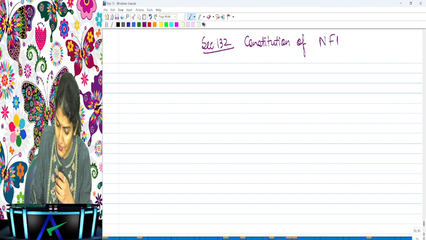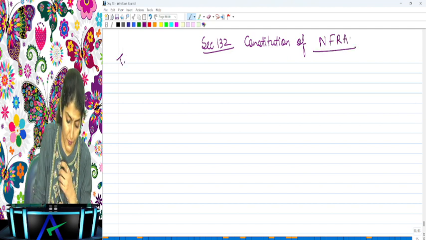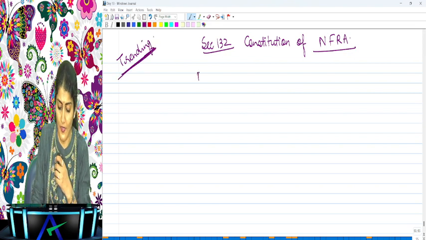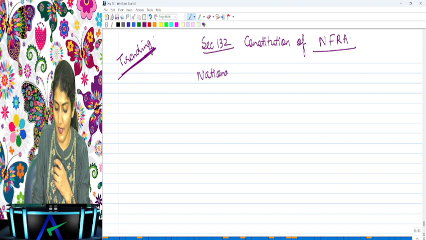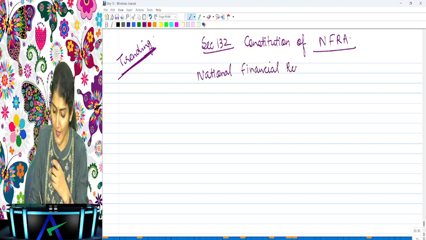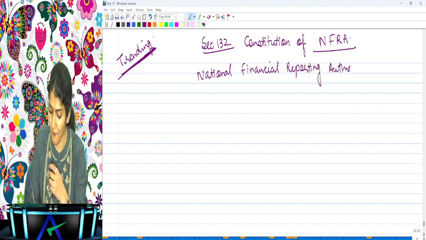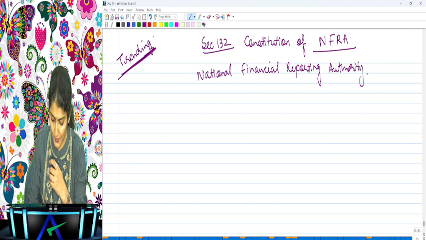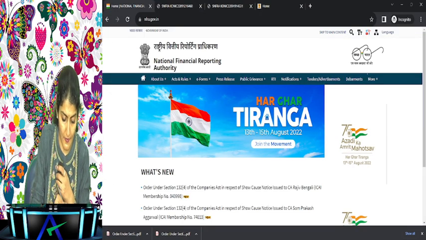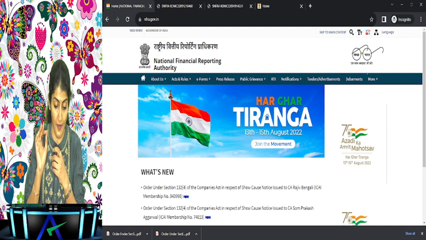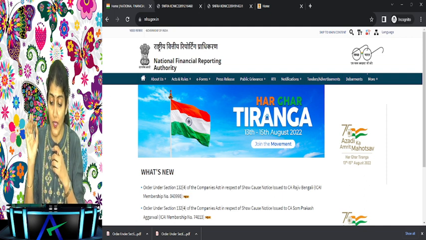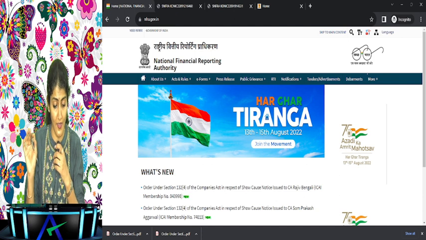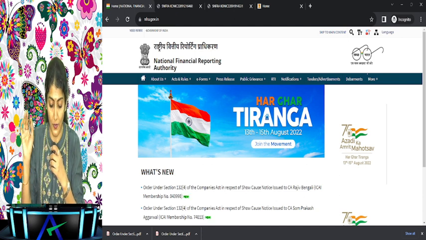Constitution of the National Financial Reporting Authority, trending, right? A lot of questions are coming in the exam regarding the NFRA. What is NFRA? National Financial Reporting Authority, right? The NFRA, Rashtriya Vittiya Reporting Pradhikaran, है ना? That is what they call the National Financial Reporting Authority.